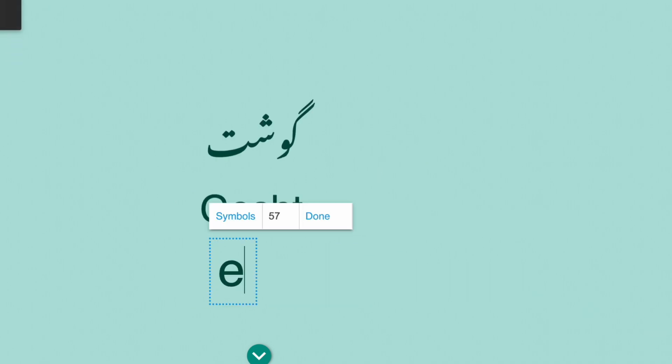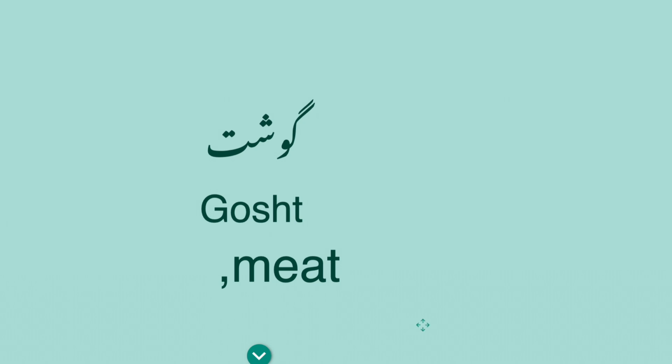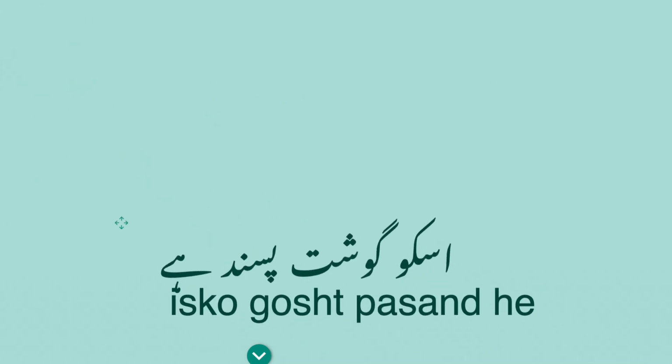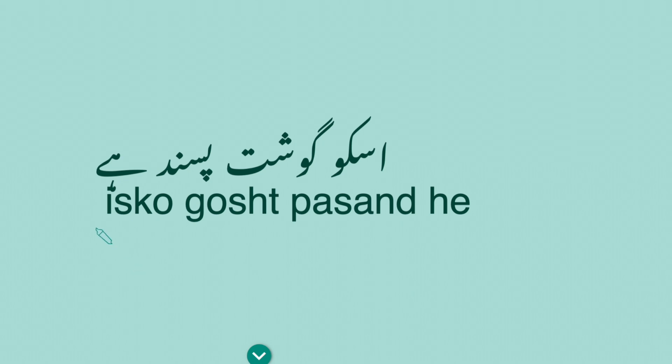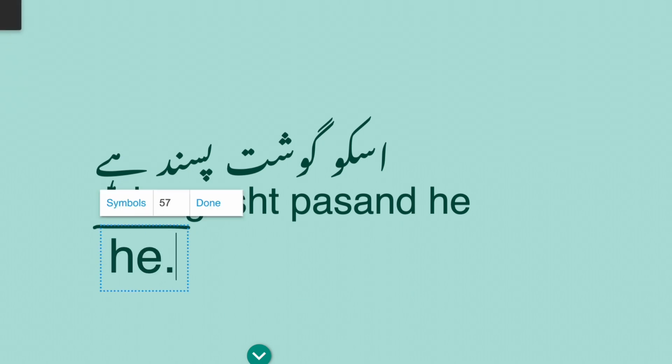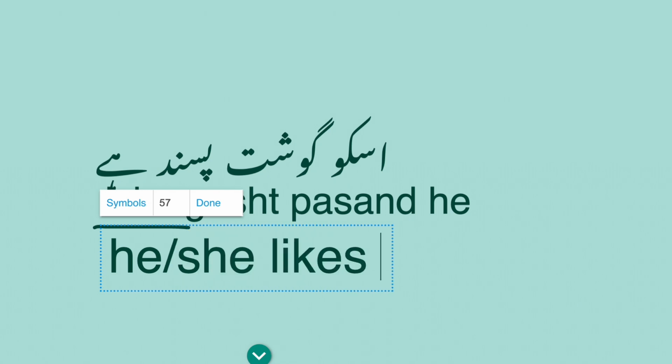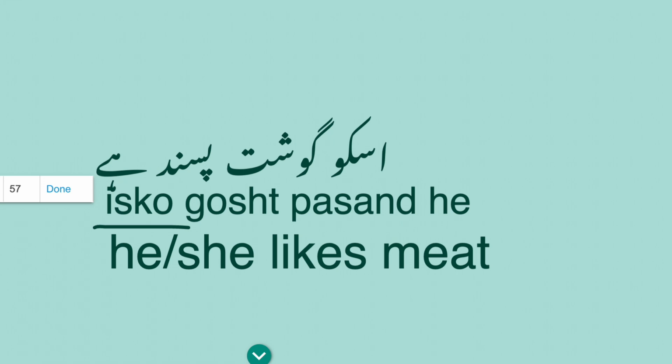The next one is gosht, which is meat. इसको गोश्त पसंद है. इसको means he or she likes the meat. The meat is liked by her or it's appealing to her. This is a literal translation. I just try to explain the literal translation so you can understand the meaning behind everything.